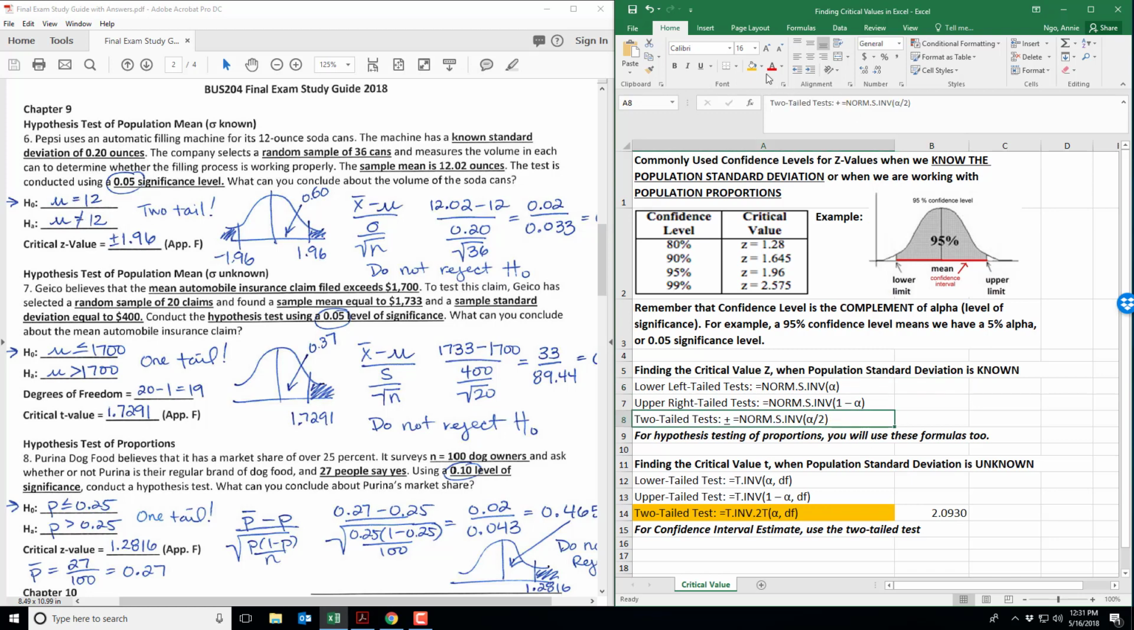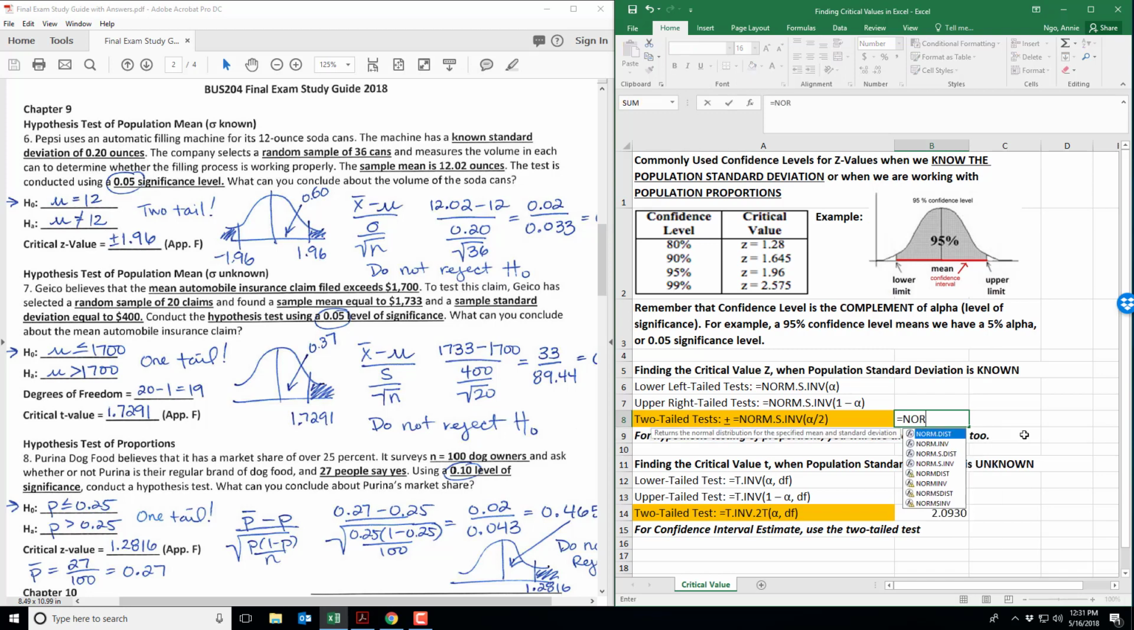So here I would use this formula for my two-tailed test when I know my population standard deviation, and I will type in equals norm.s.inv parentheses. My alpha, or my significance level in the story, was 0.05. And then I divide that by 2 because I've got a two-tailed test. So when I close my parentheses and hit enter, I get my critical Z value for my two-tailed test.